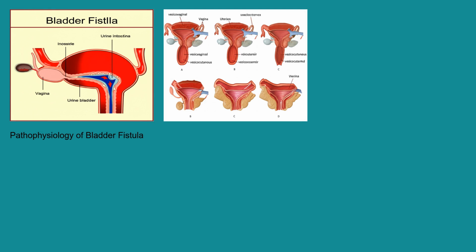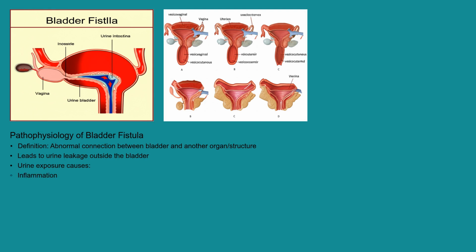To understand the condition fully, we must look at pathophysiology. In essence, a bladder fistula is an abnormal connection between the bladder and another organ or structure. This connection allows urine to leak outside of the bladder, bypassing the normal urinary tract. The continuous exposure of surrounding tissues to urine can cause inflammation, infection, and further tissue damage. The type of fistula determines where the urine leaks. For example, a vesicovaginal fistula causes urine to leak into the vagina, while a vesicouterine fistula causes urine to leak into the uterus.